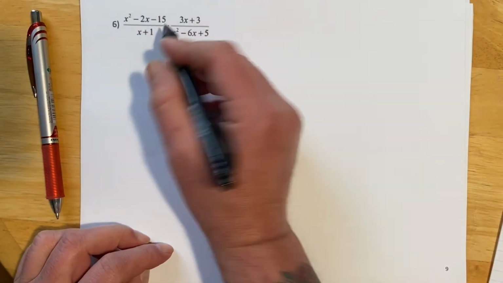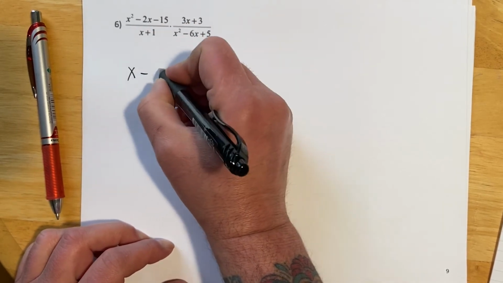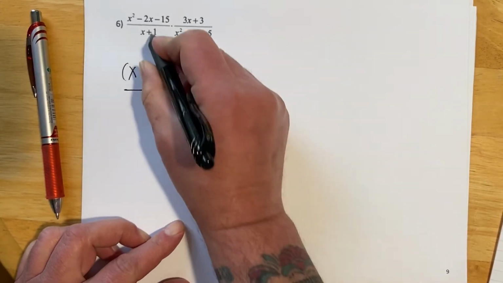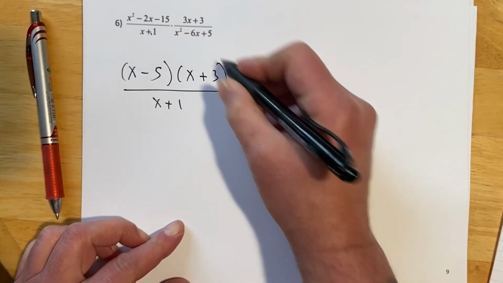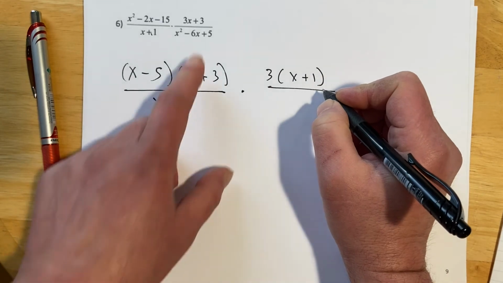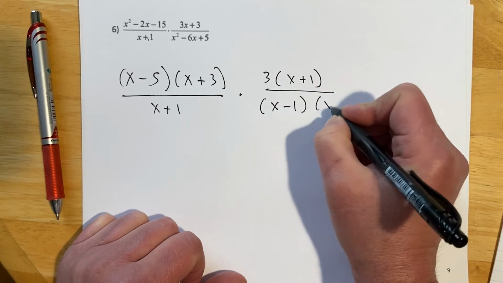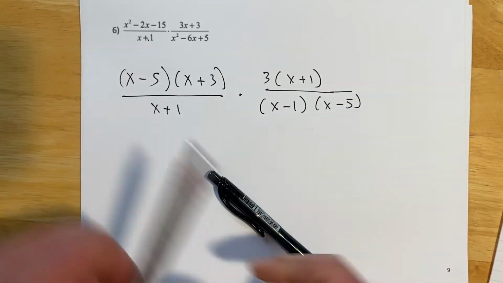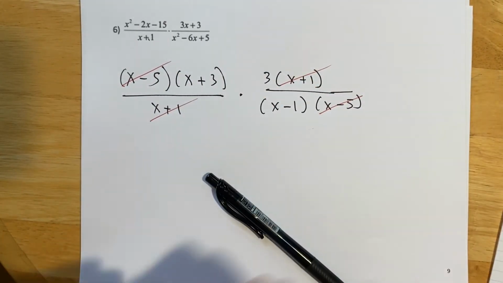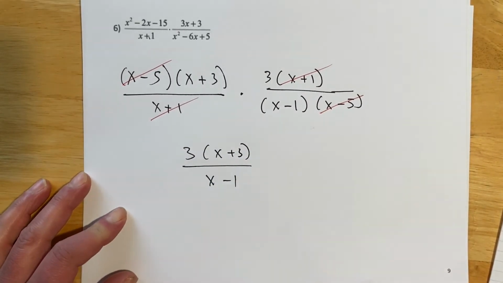Okay, for this one, again, factor, cancel. So multiplies to negative 15 and adds to be negative 2 will be x minus 5 and x plus 3. That's prime, so it just stays as is. 3x plus 3, so we take a 3 out front, x plus 1. And then multiplies to 5 and adds to negative 6 will be an x minus 1 and x minus 5. So we can get rid of the minus 5s and the plus 1s, and I think that's it. So then 3x plus 3 over x minus 1.